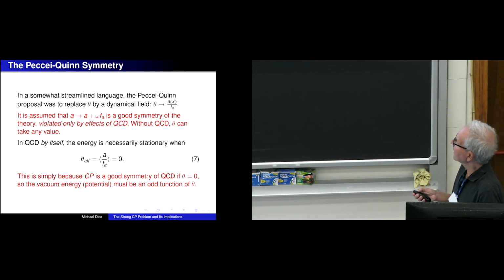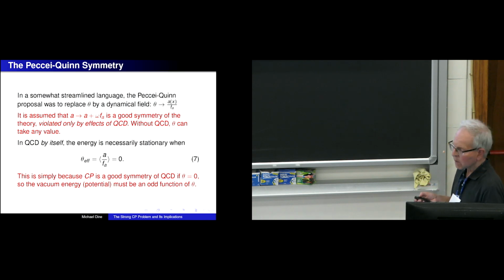Without QCD, theta can take any value. In QCD by itself, the energy is necessarily stationary when theta effective, A over Fa, equals 0, and this is simply because CP is a good symmetry of QCD if theta equals 0. So the vacuum energy or potential must be an even function of theta.